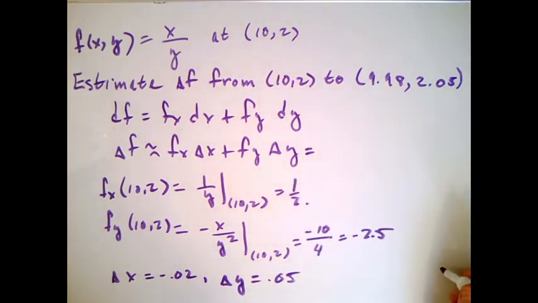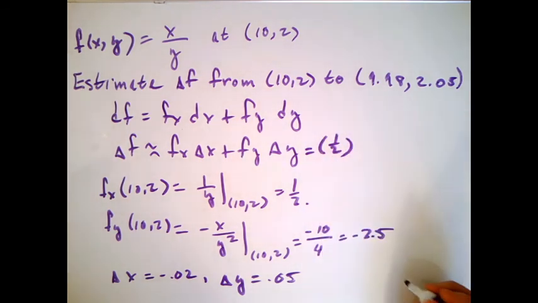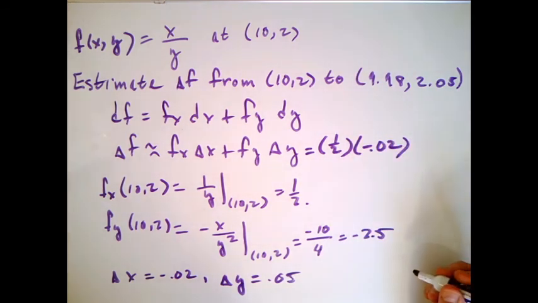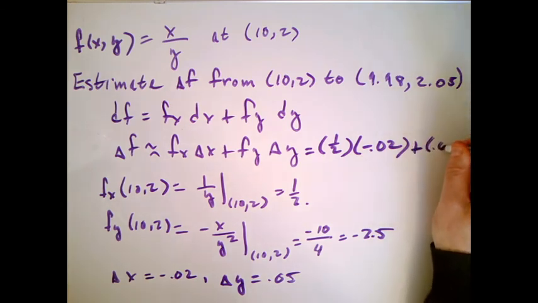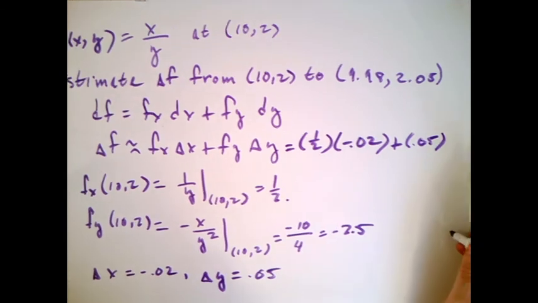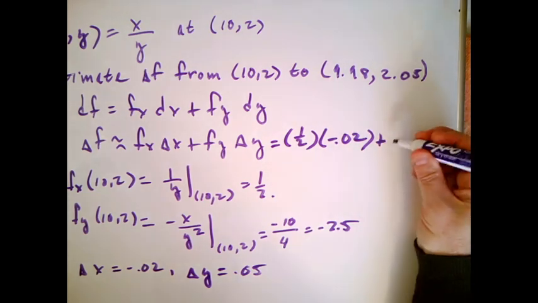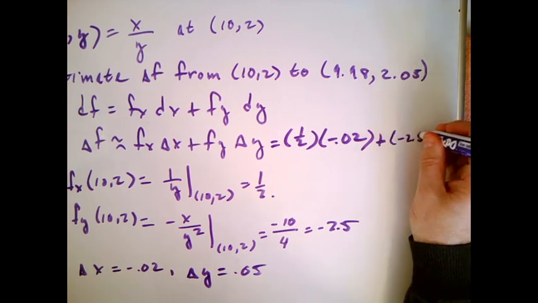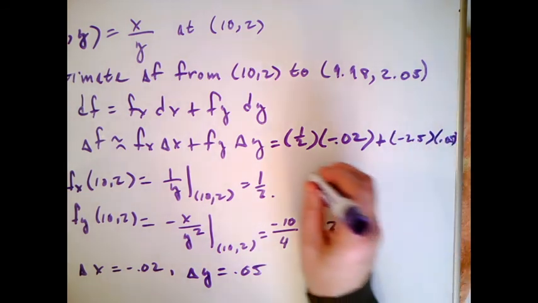Plugging in the numbers, fx is a half. Delta x is minus 0.02. Wait, fy is minus 2.5. And we're supposed to multiply that by delta y, which is 0.05, like that.